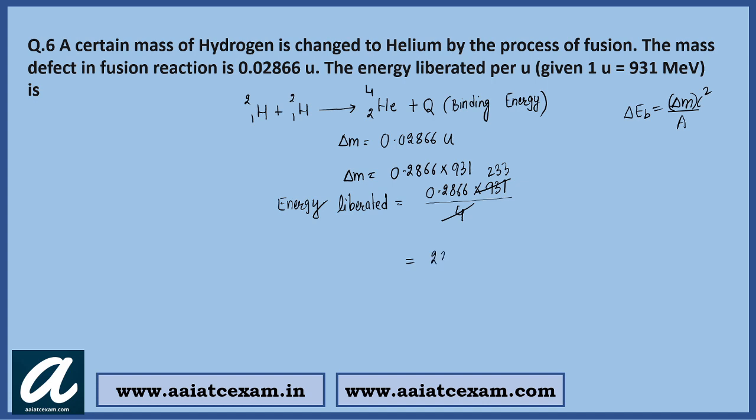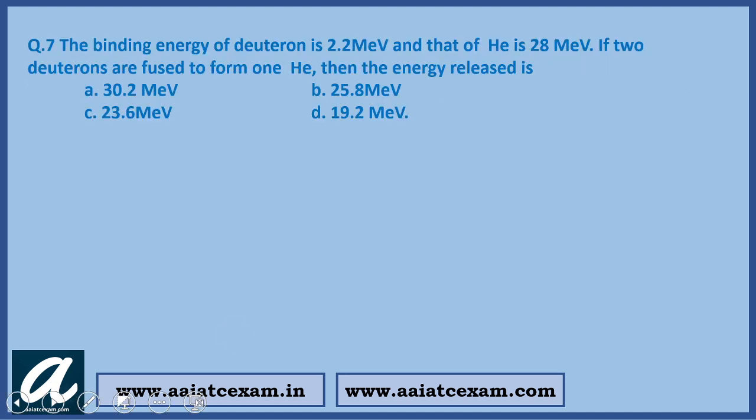So if you multiply this 233 by 0.2866, 233 multiplied by approximately 3 is approximately 6.66 mega electron volt. So that's your answer, students. Approximately 6.66 mega electron volt energy will be liberated here. I hope you got this question. Let us move to the next question.